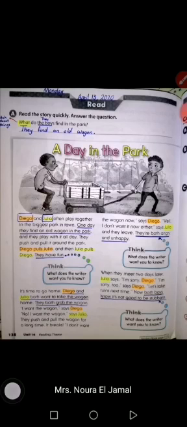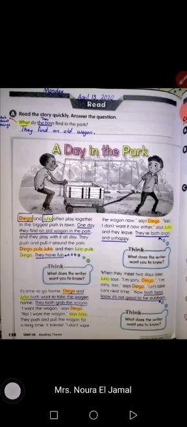Write the date, Monday, April 13, 2020. Read the story quickly, answer the questions. Here the question is, what do the boys find in the park? Let's read the story first, then we will answer this question.